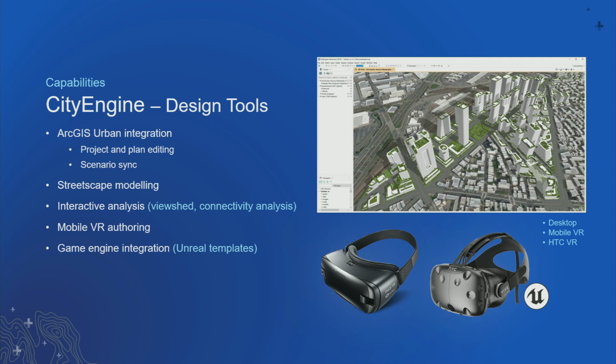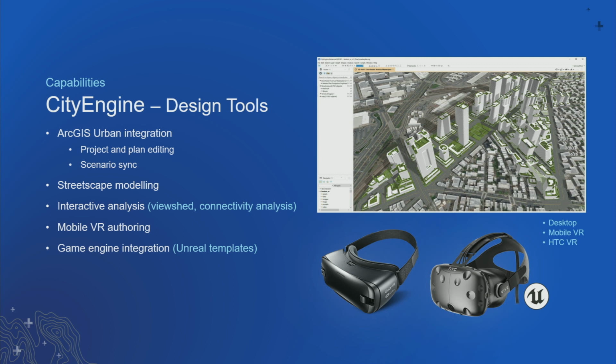ArcGIS Urban also integrates with CityEngine as a design tool. So you can actually open a project or plan inside CityEngine and make changes to it. You may generate a building and decide you want to refine that form, and I'm going to show that in detail in a moment. And then sync those changes back to your scenario that you have in ArcGIS Urban.